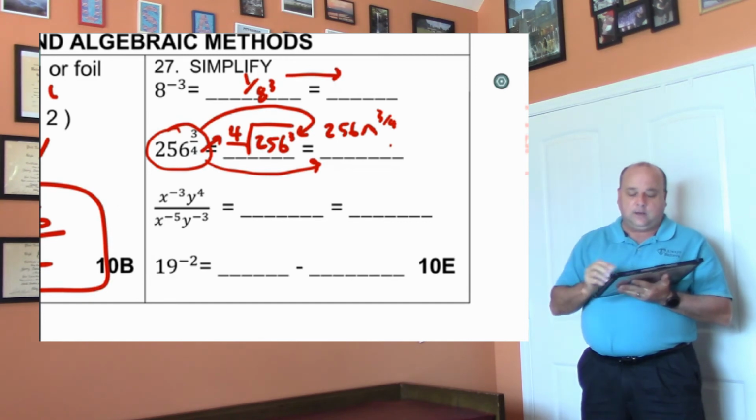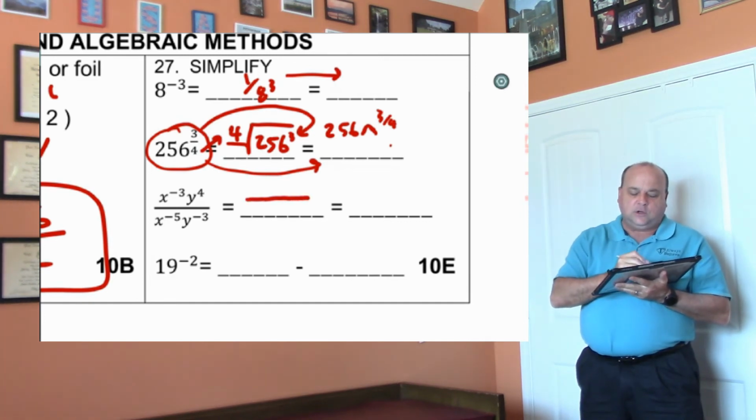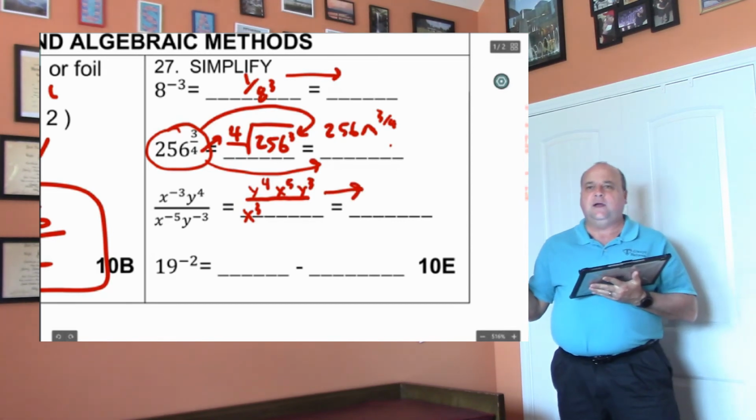Just use the calculator. On this one, let's rewrite the whole thing with positive exponents. So the x to the 3 will go to the bottom. The y to the 4 stays on top. The x to the 5 will go to the top. It's negative. The y to the negative 3 will go to the top. Now then, I'm going to let you simplify that.